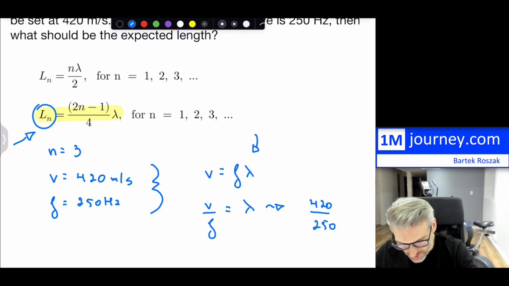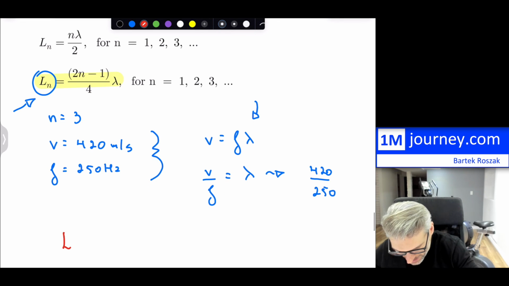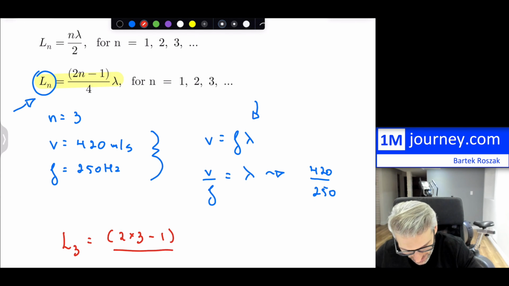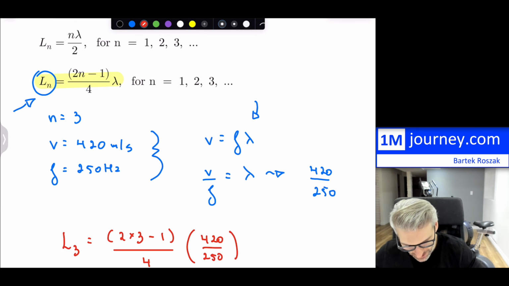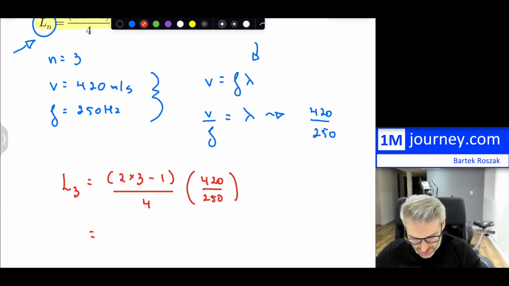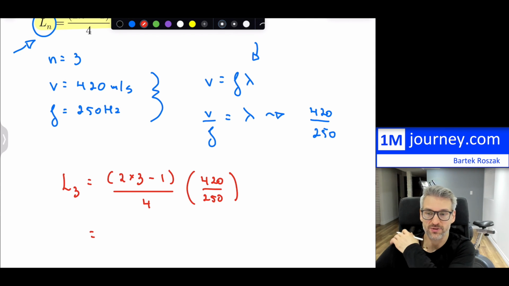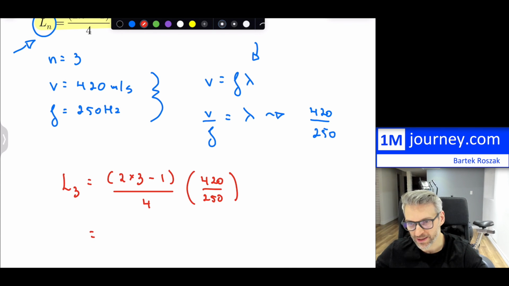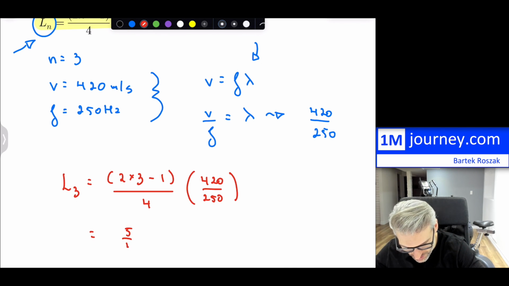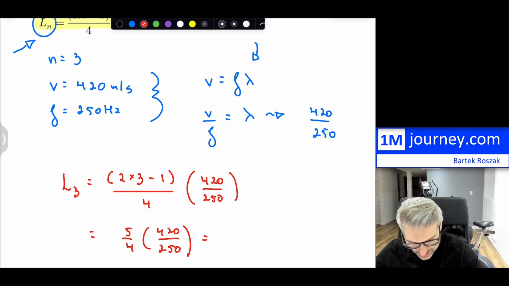Now notice, as you're working this out, this is going to be my length. This is the third harmonic, which is equal to 2 multiplied by 3 minus 1, divided by 4, times the lambda, and lambda is 420 divided by 250. So now if you substitute all of this back in, you'll have your answer. What's in the bracket there is rather easy. It's going to be 6 minus 1, which is 5 over 4. So this is just 5 over 4 multiplied by all of this. So let's punch this into the calculator to get our answer.